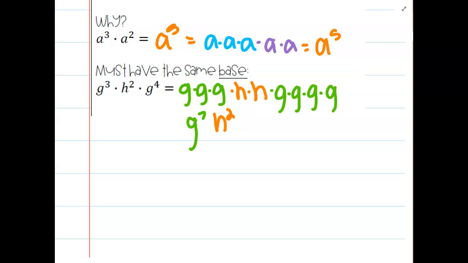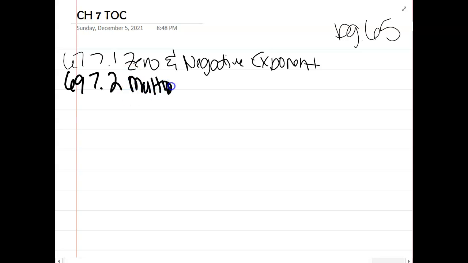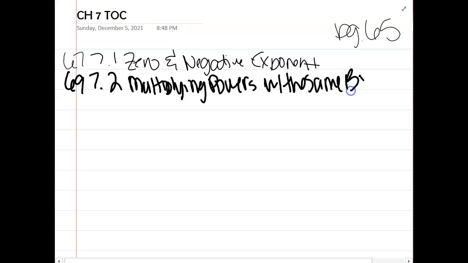Okay? All right, so let's get this glued into page 69. This should be section 7.2. Multiplying powers with the same base.